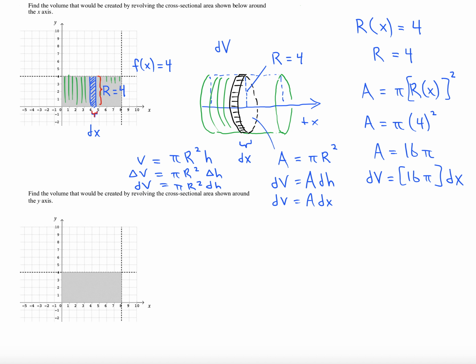Now we're ready to do the integration. We want to add up all the volumes of these infinitely thin slices. And the way we do that is by integrating both sides of this differential equation. Put an integral on the left and an integral on the right. And what we end up having here is the total volume, V, but it's going to be an integral of the 16 pi dx.